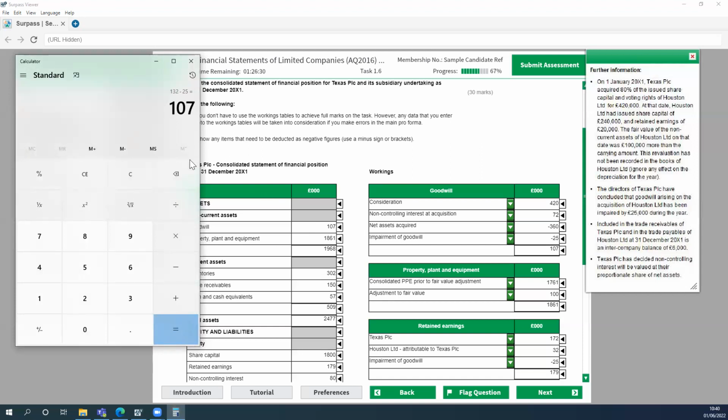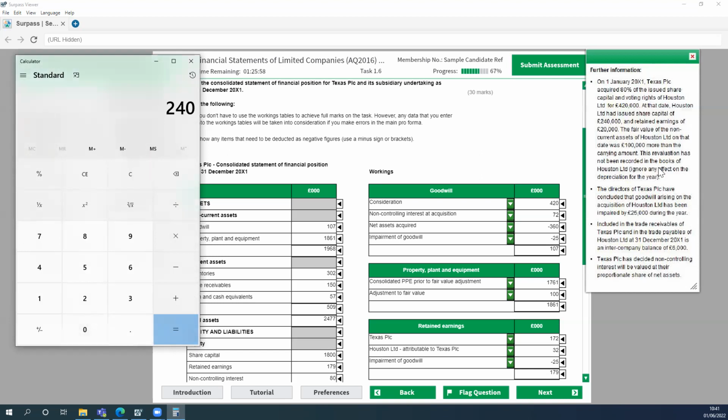Okay. Next, because I was in this mindset, I've done goodwill, and now we're going to do the non-controlling interest. Okay. Because it's exactly the same, with the exception that you're now going to take into account the retained earnings at the end of the year, because this is what the non-controlling interest is at the end of the year. So let me show you. So you've still got 240,000, which was the share capital. Retained earnings, I'll come back to that in a minute.